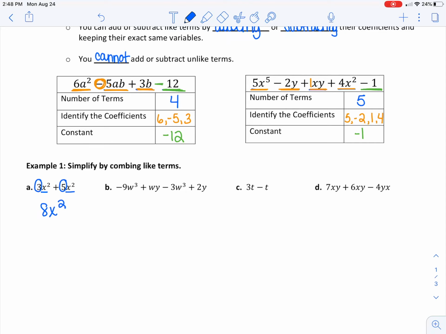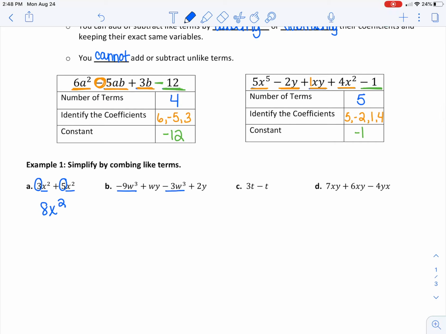Okay, now if we look at B, we have a negative 9w to the 3rd. So I'm going to look at all my other terms and see if there's any more w to the 3rds. And I see one right here. So those are going to be like terms. Okay, so what I'm going to do is I'm going to say, well, negative 9 minus 3 gives me negative 12. I keep my variable the same.